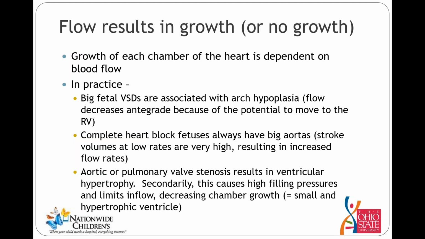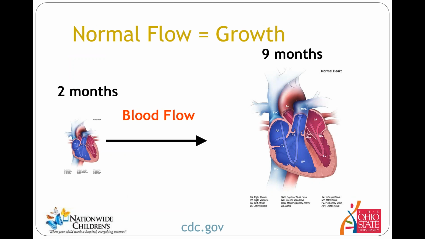The same thing applies with valvular stenosis. So if you have aortic or pulmonary valve stenosis, what happens is you get ventricular hypertrophy. So it's not that uncommon that early in fetal life, you'll see something and you'll think it's aortic stenosis as a fetus. And then as you follow up that patient, it clearly is going to become a hypoplast because the LV just doesn't grow while the rest of the heart does. Secondarily, that causes high filling pressures, further limiting the flow, decreasing the chamber growth, and you end up with a small and hypertrophic ventricle. So it's kind of a silly diagram, but really you have everything you're going to have as you've put it together by 2 months, and then what happens is flow results in growth over the full gestation.